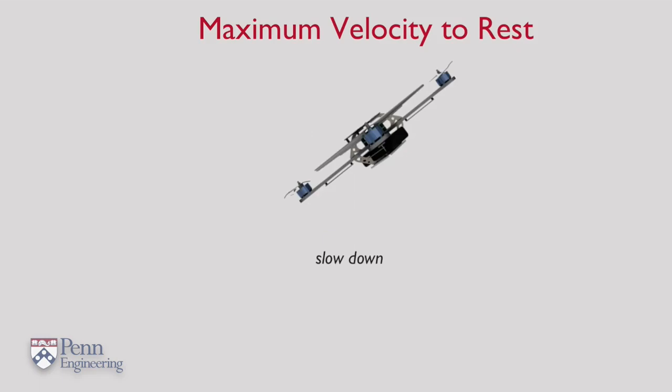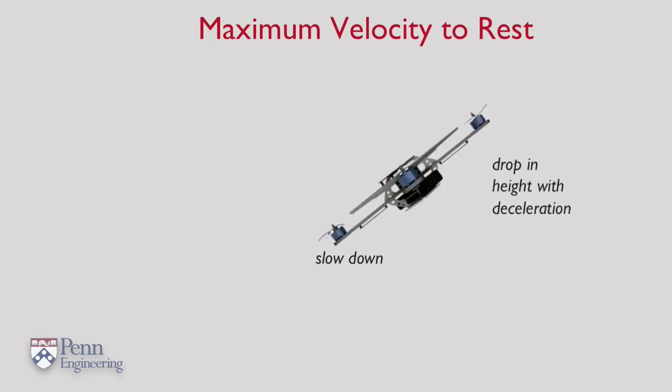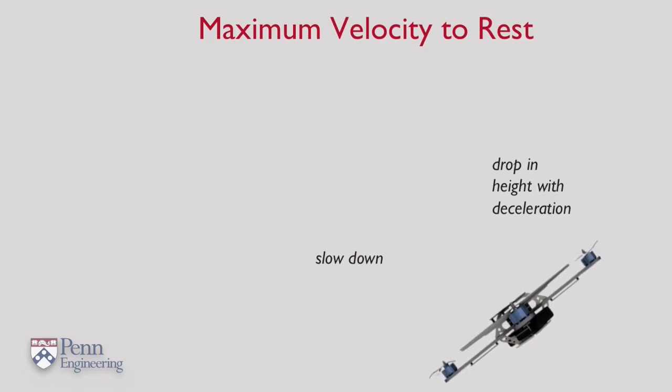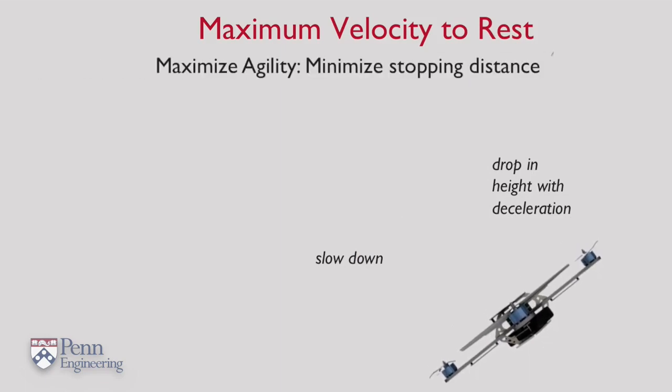But as a result, the thrust vector, which now points in a direction other than the vertical direction, will also cause the robot to lose height because the component of thrust in the vertical direction is now less than the weight. As we maximize agility, we really want to be thinking about minimizing the stopping distance.